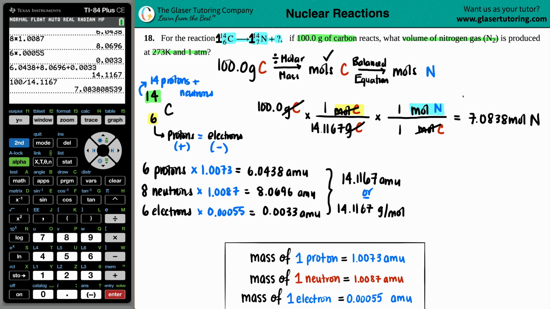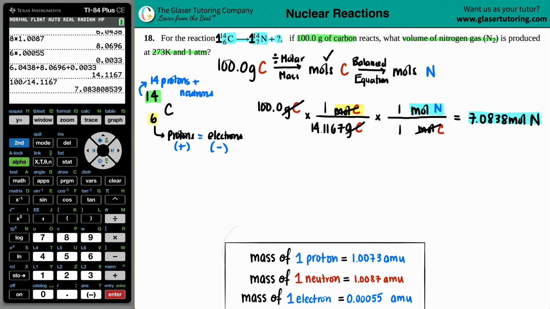Now, pause the video if you need to. We don't need this anymore. This is the most important part that we just found out. We know that we have a total of 7.0838 moles of just the nitrogen. So pause the video. Maybe I'll just get rid of all this stuff. Say goodbye. And this we don't need anymore. So this goes bye-bye.